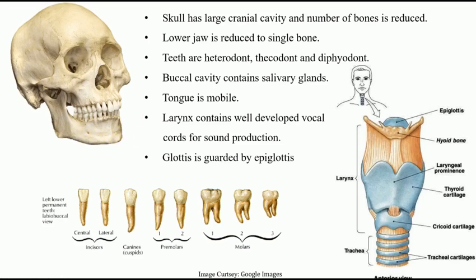Then teeth are heterodont, thecodont, and diphyodont. So let's see one by one. First of all, what is meant by heterodont? Heterodont dentition, in the sense, in the case of mammals, you will find different types of teeth.